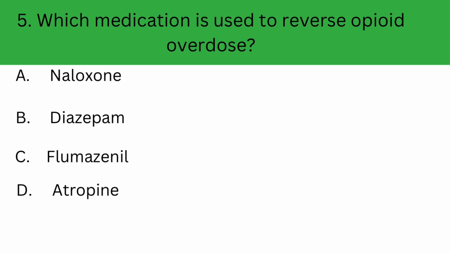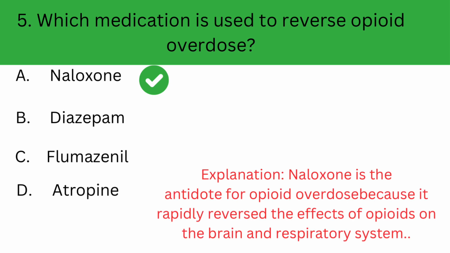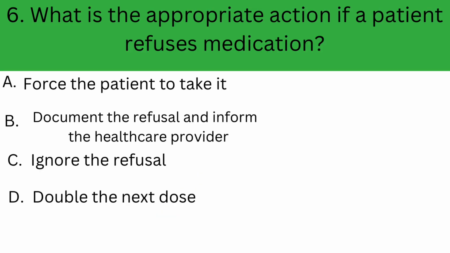5. Which medication is used to reverse opioid overdose? A. Naloxone. B. Diazepam. C. Flumazenil. D. Atropine. Answer. A. Naloxone. Explanation. Naloxone is the antidote for opioid overdose because it rapidly reverses the effects of opioids on the brain and respiratory system.